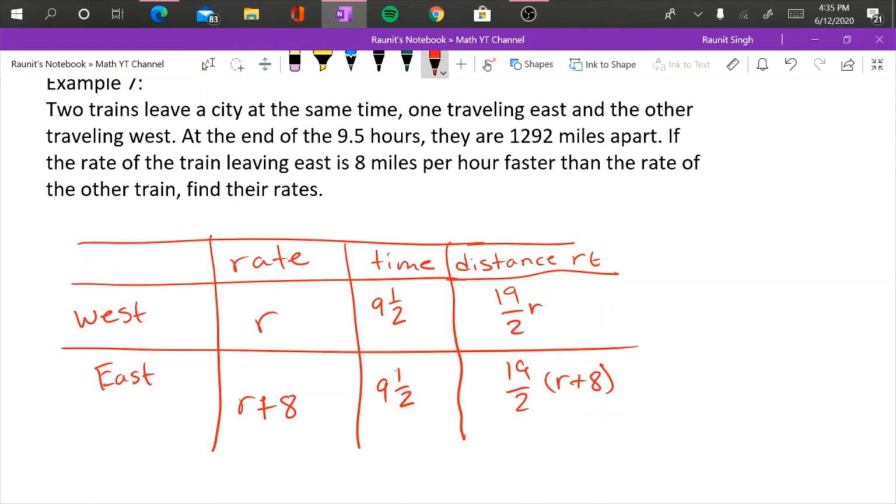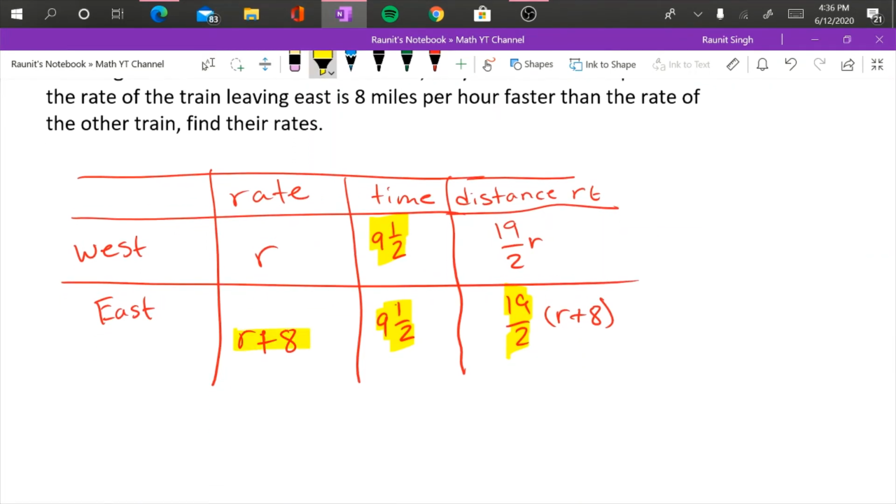basically what I did is convert the time into an improper fraction. Right now this is a mixed number, and we converted it into an improper fraction by multiplying the 2 and the 9, which gives you 18, and then 18 plus the numerator, which gives you 19, and we multiplied the rate for both equations, and that's how we got that.